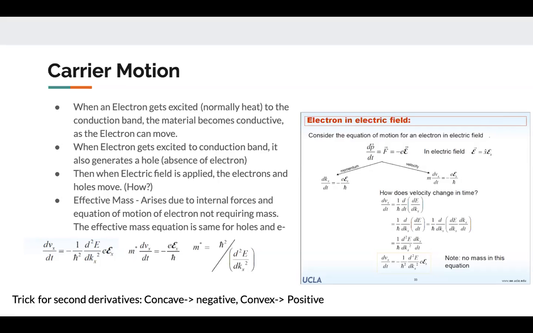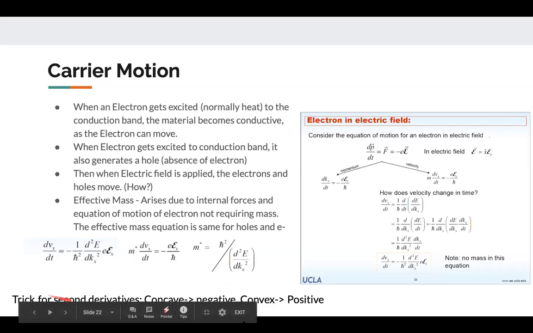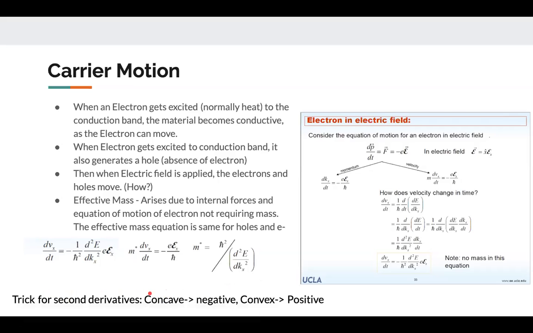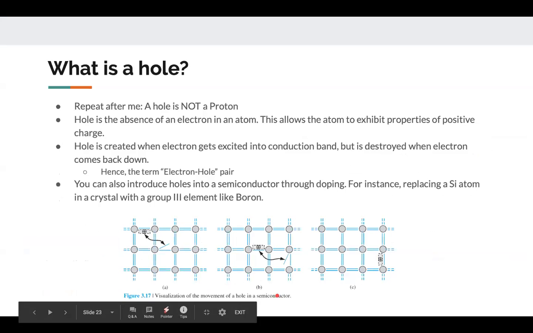All right, next slide. Oh yeah, and then a trick to think about second derivatives. If your function is concave, it's negative, and if it's convex, it's positive. It might be helpful for future things.